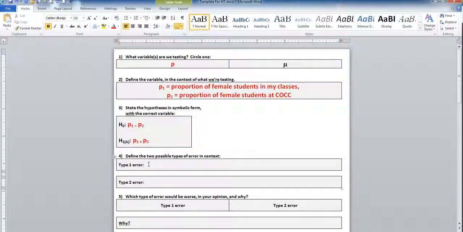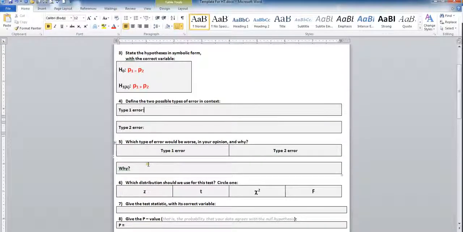The two types of error. So type 1, I don't need to write this out, I think you guys understand what it is. Saying that I do have more females in my class when I actually don't. Type 2 would be saying I don't have more females in my class when I actually do. I'll let you decide which one, if any, is worse. Which distribution is definitely going to be a Z. It's most definitely proportions, so we're using a Z.